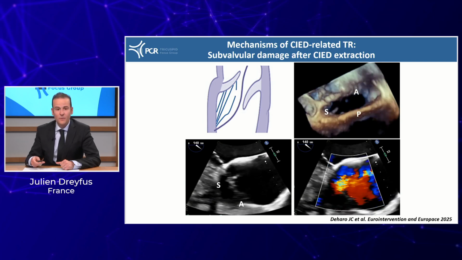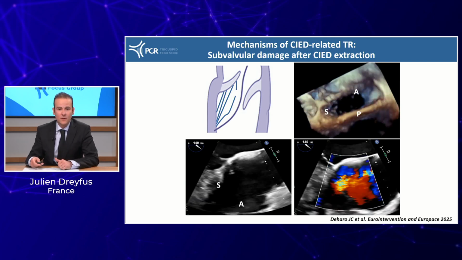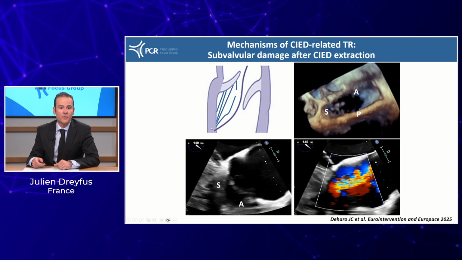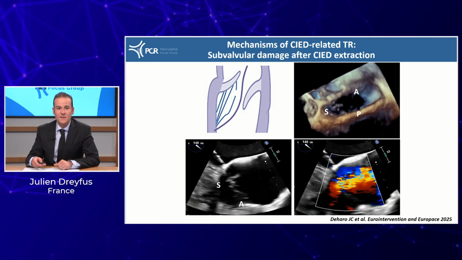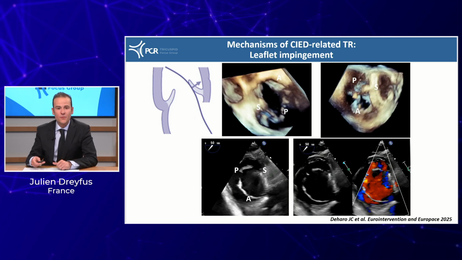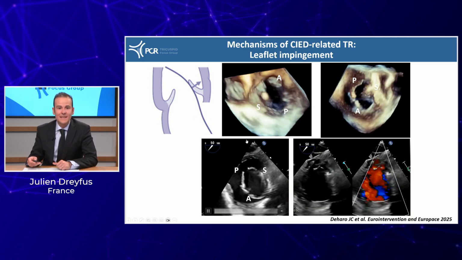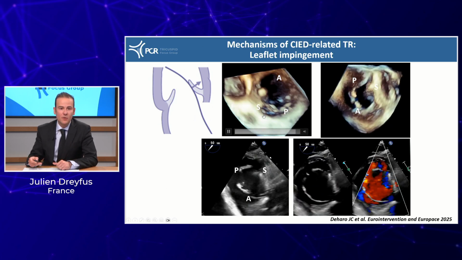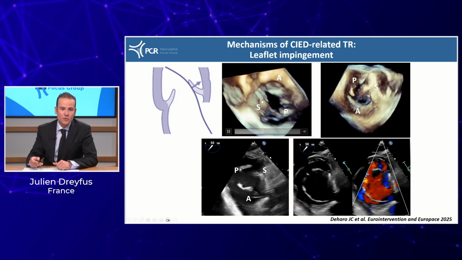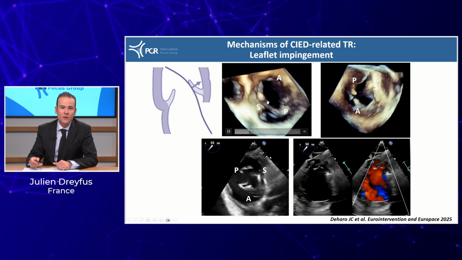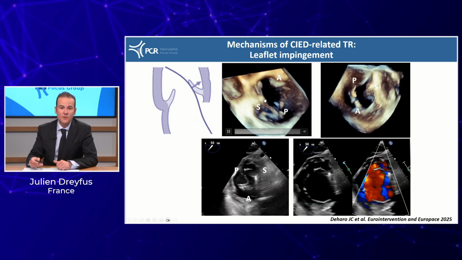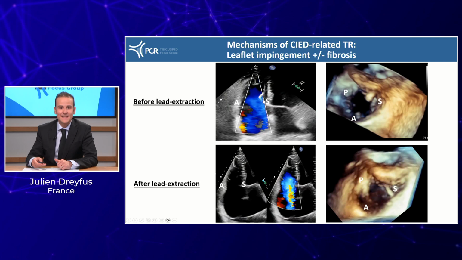After extraction, unfortunately, and we are going to discuss it further, damage of the leaflets may appear, frequently the septal leaflets, and significant TR. And this is the most frequent situation with impingement of the septal leaflet by the CIED. And you can see that unfortunately the lead prevents the correct closure of the septal leaflet in systole.